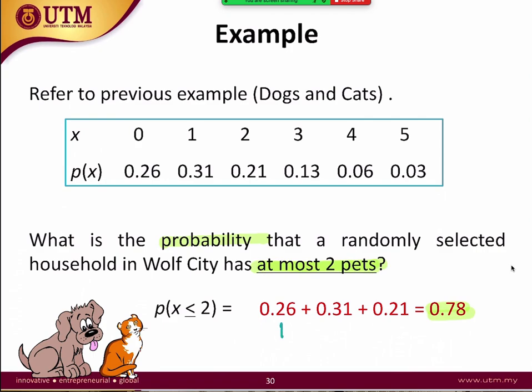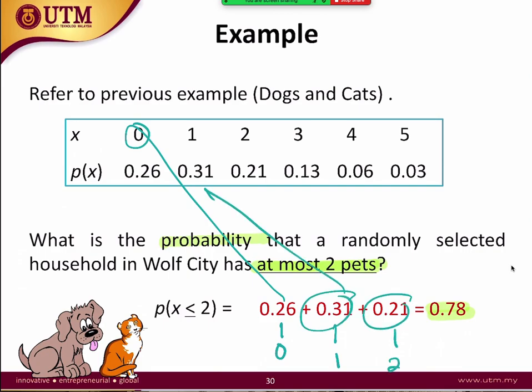This is the probability for not having any animal, cat or dog. This is for having 1 cat or dog. And then this one is for having 2. Because we say at most 2, you look at the symbol here. Make sure the symbol that you use is x less than or equal to. This is very important, to understand this is very important. So that means the most number that you get is 2. So you add up all these 3, and you get 0.78.